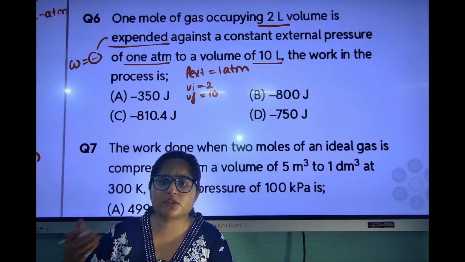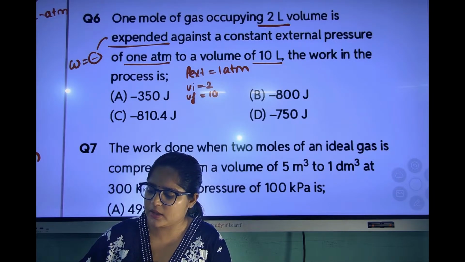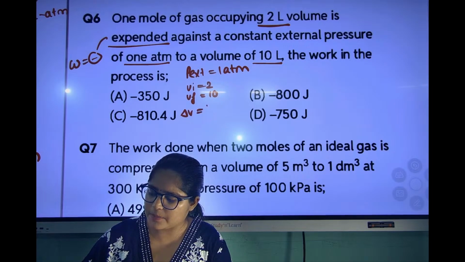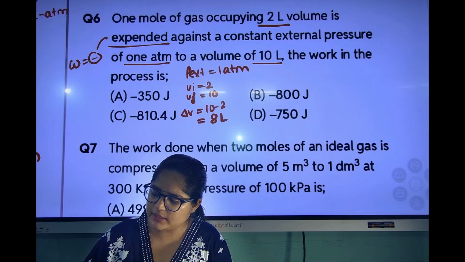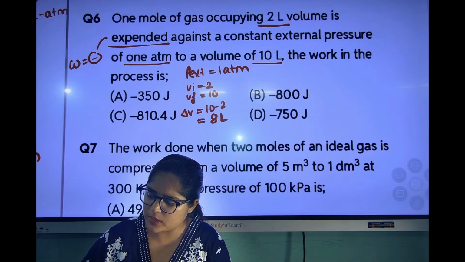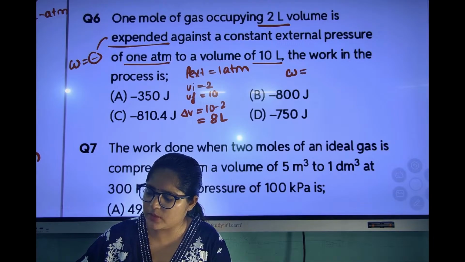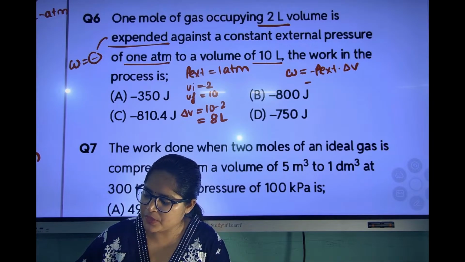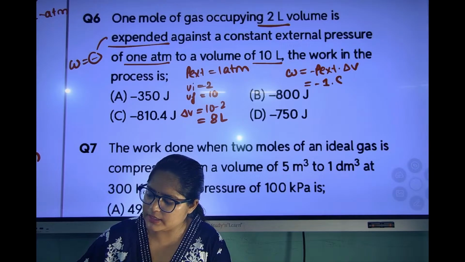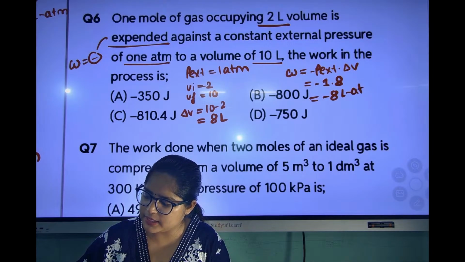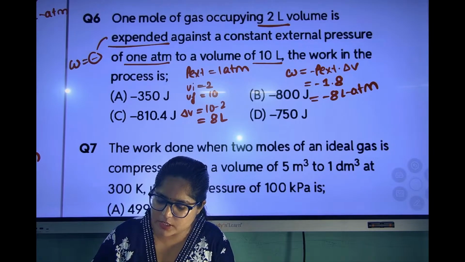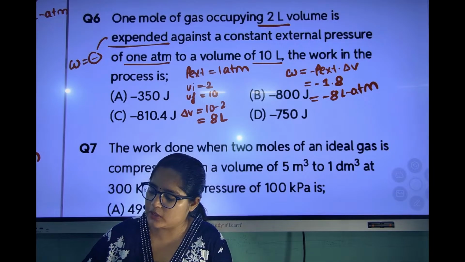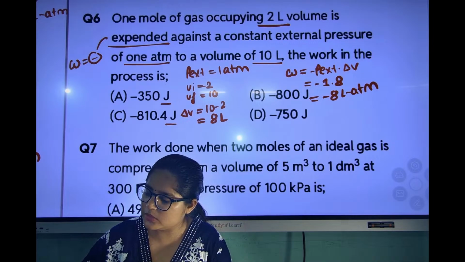Before I am explaining, solve it and tell me the answer quickly. So what will be the delta V here? Final minus initial, 10 minus 2, 8 liter, and pressure is 1 atm. So what will be work done? What is the formula for work done? Minus P external into delta V. Minus P external 1, delta V is 8, answer is minus 8 liter atm. Do we have any option like that? No, in the option we have joule, joule, joule and joule.